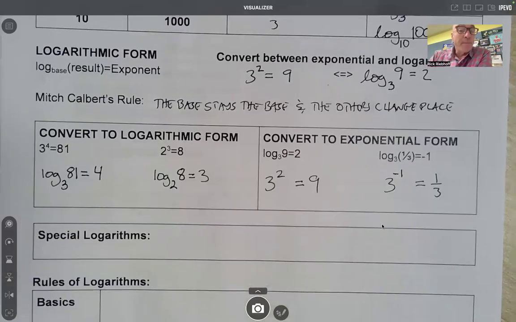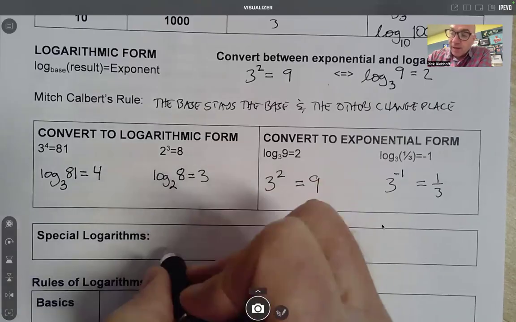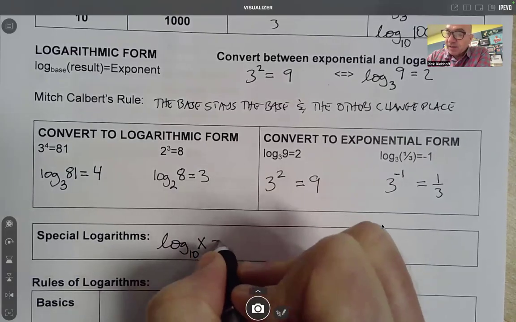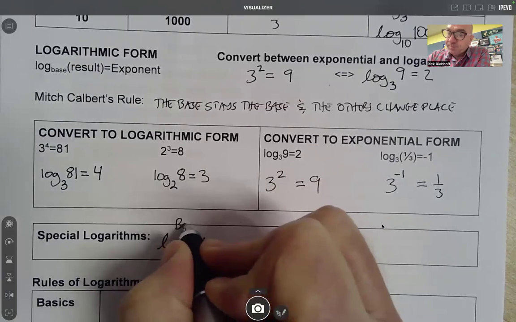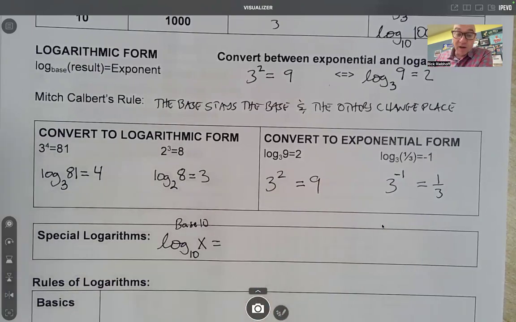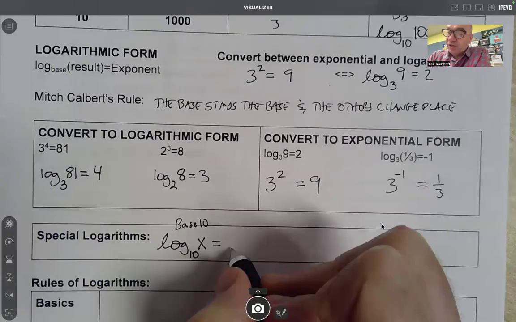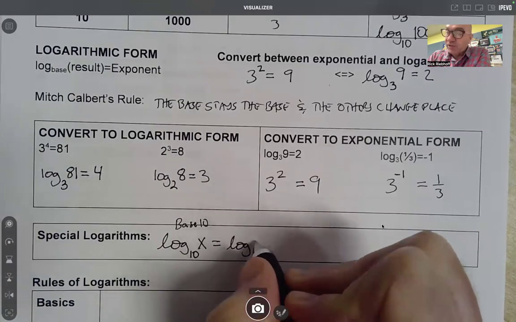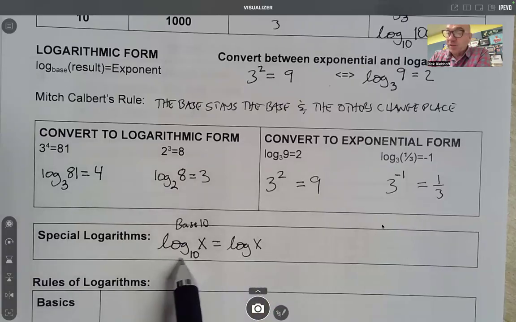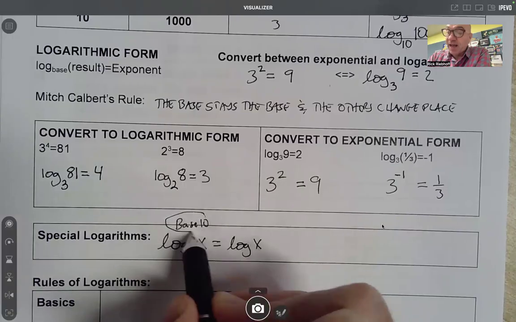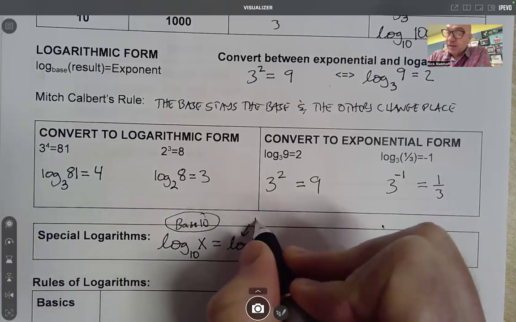Cool. All right. There's a couple special logarithms out there. If we have log base 10 of x, these are going to be on your calculator. If you look on the left side of your calculator and it just says log, without a base, or anytime you see just plain old log without a base, that is because it's base 10. So log of x equals log base 10 of x. If you don't see a base, it is base 10, and we call this common log.